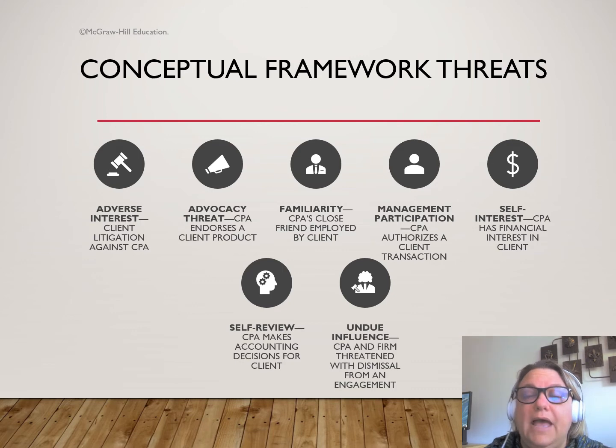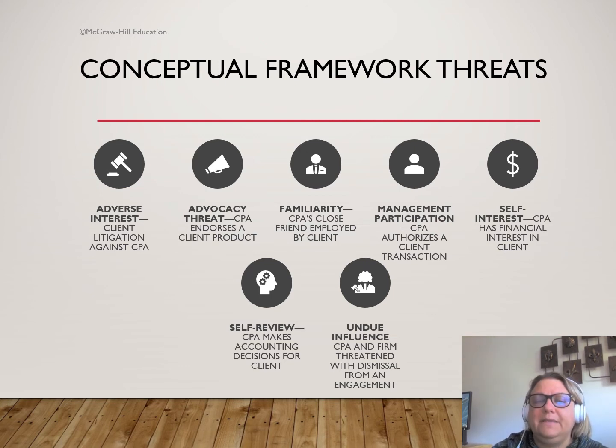Familiarity. If you have a close friend that's employed by a client, this gets really sticky because we all play golf and we all have relationships with people, but you have to be careful about your familiarity with a client, or your friend's familiarity with a client, if you're auditing that client. For example, you don't want to be too tight with clients. You want to remain that professional line.